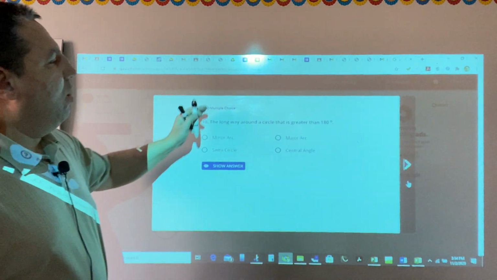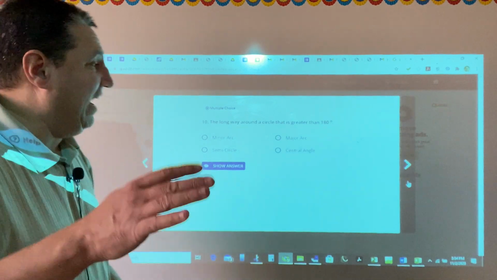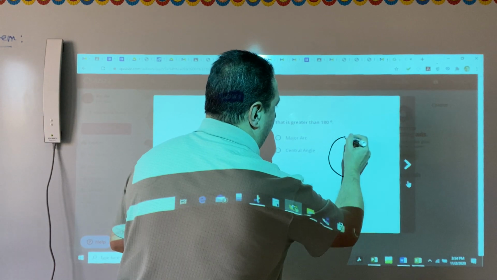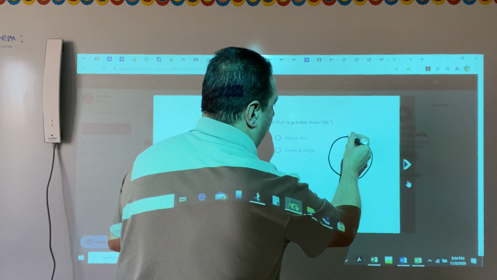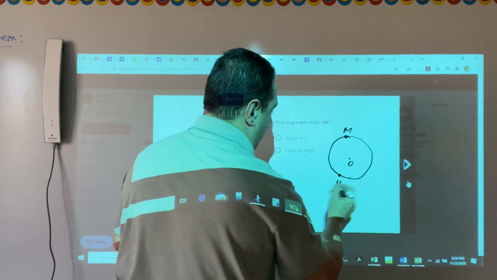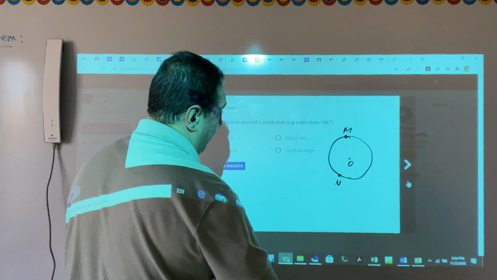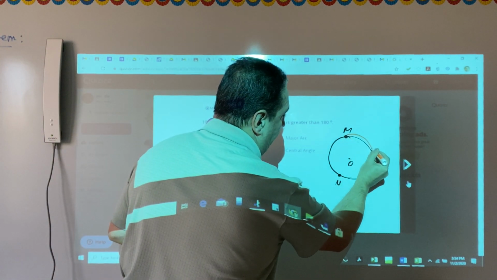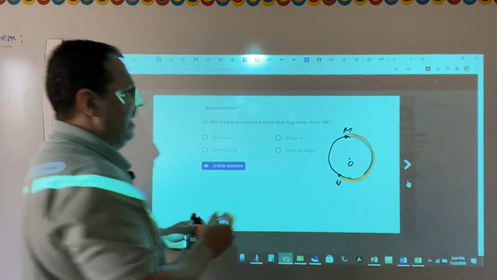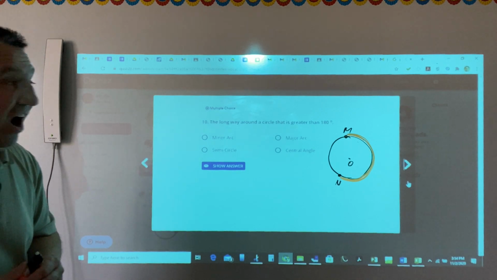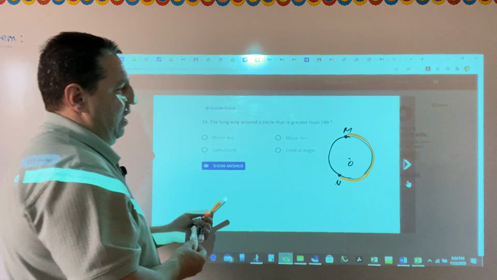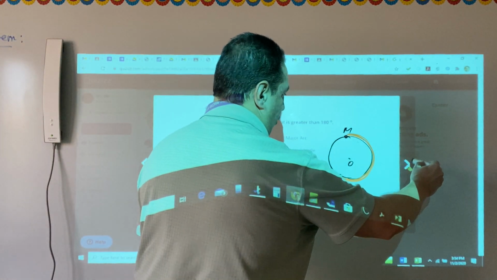The long way around a circle that is greater than 180, right? Let's say MN is this portion, right, is called a major arc, right? It is the longest distance. It is a major arc. Good.